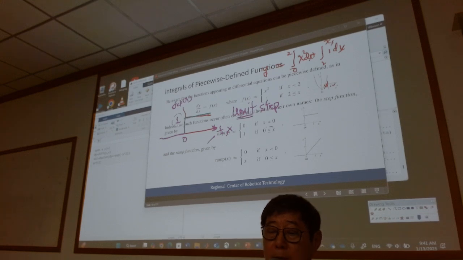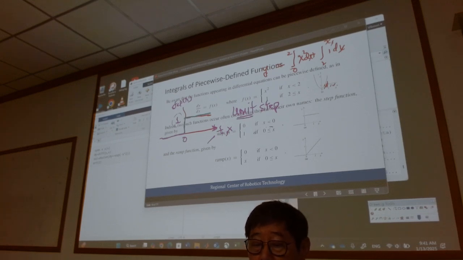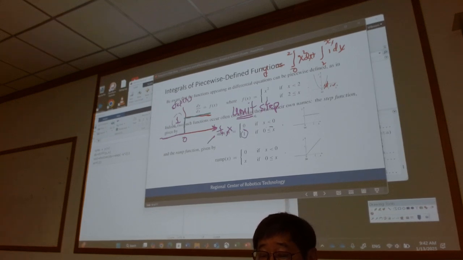Unit step function. Sometimes we call it just step. Sometimes this can be any constant: 1, 2, 3, 4, 5, 6, 7. We say unit step when this has to be 1. A function like this one is a step function. We use it a lot in the future anyway.